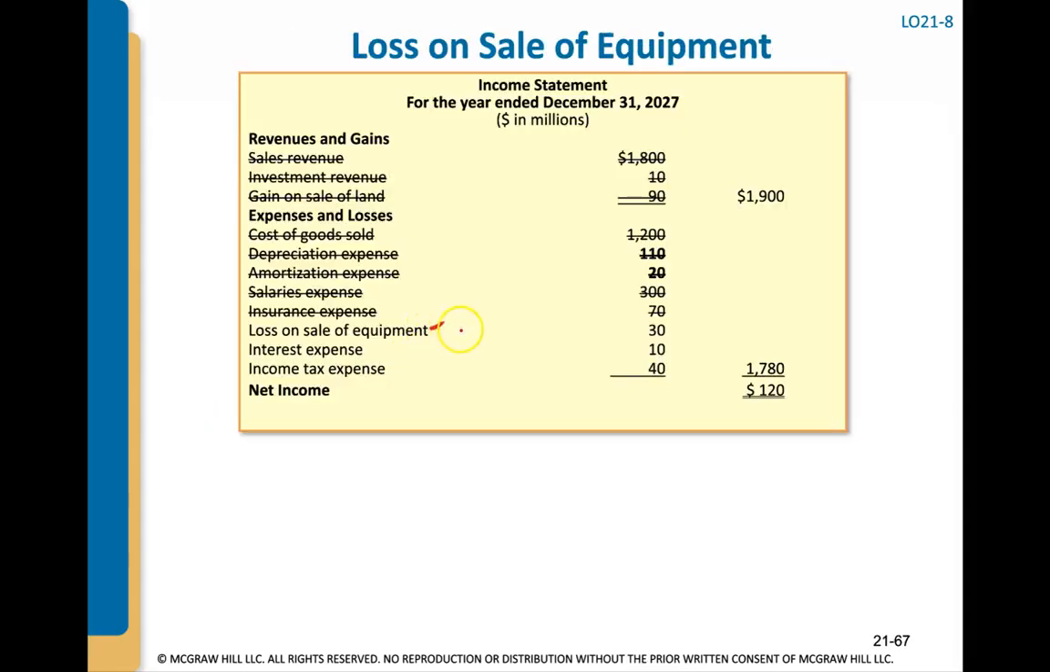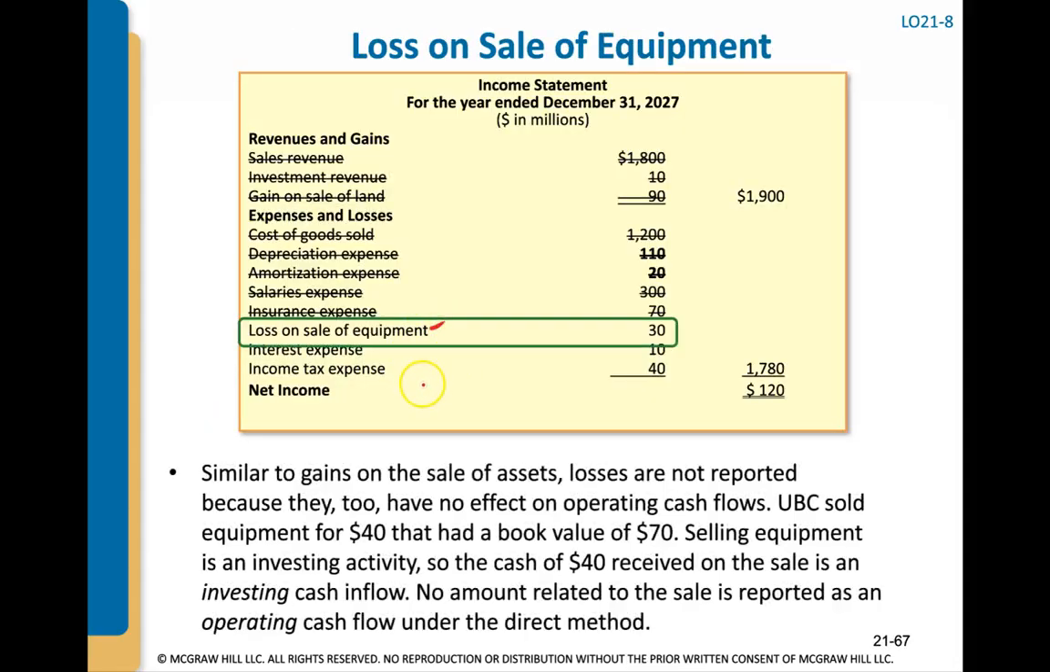Next item on the income statement is loss on sale of equipment. Loss on sale of equipment, similar to depreciation and amortization expense, is a non-cash expense. It is because this resulted from a sale of equipment. If we receive cash for the sale of equipment, then that would be a cash inflow under the investing activity section. But the actual recording of the loss is a non-cash item, and it's not reported under the direct method on the statement of cash flows.